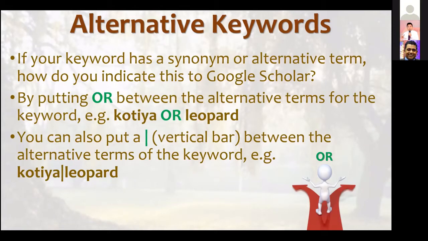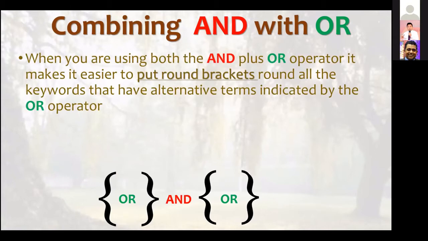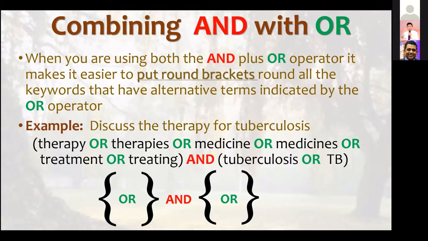And it is also possible for you to combine these two, where you have multiple alternate terms and another multiple alternate terms. Right? So a combination of alternatives and another combination of alternatives, one of those and one of this. You can put round brackets around the keywords for OR. So for example, let's say you want to discuss the therapy for tuberculosis. So it could be therapy or therapies or medicine or medicines or treatment or treating, which are all in round brackets, and tuberculosis or TB. Which will combine the two together. So one of the words from the first group and one of the words from the second group. So you can combine like that.